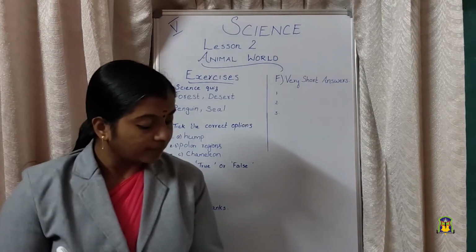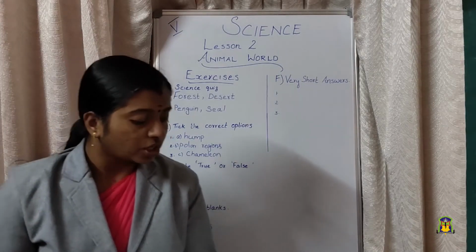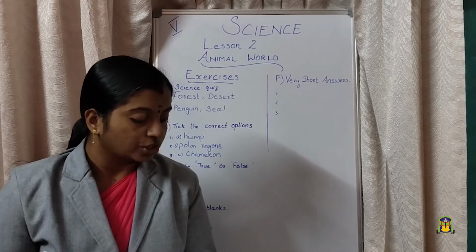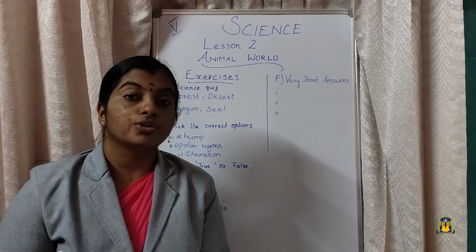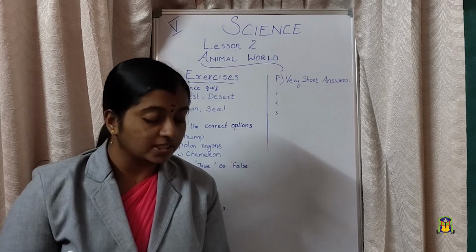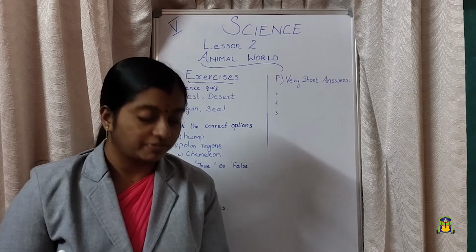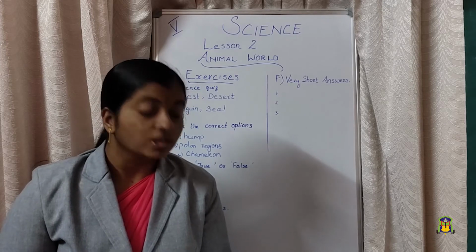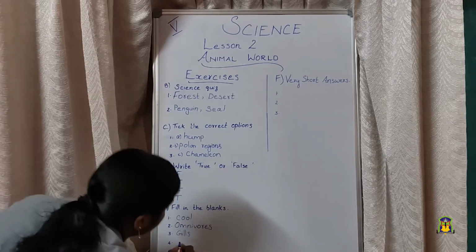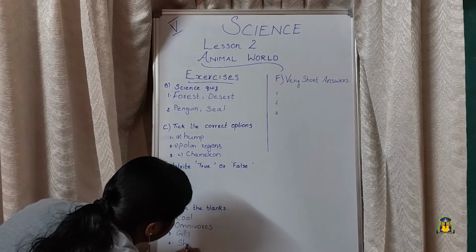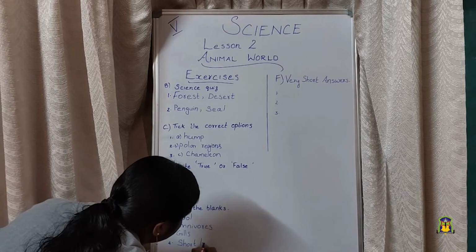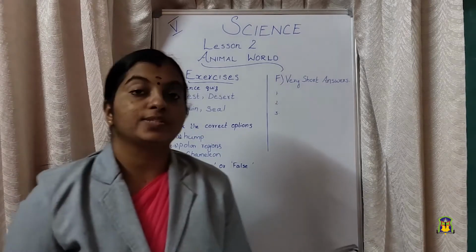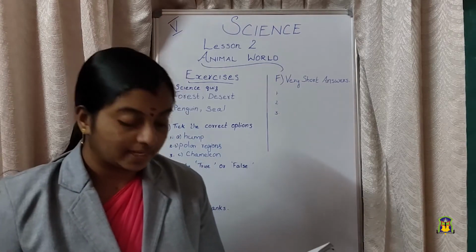Next, tortoises have dash to crawl on land. Options are short legs, then webbed feet. Which is the correct answer? The tortoises have short legs. Tortoises have short legs to crawl on land.